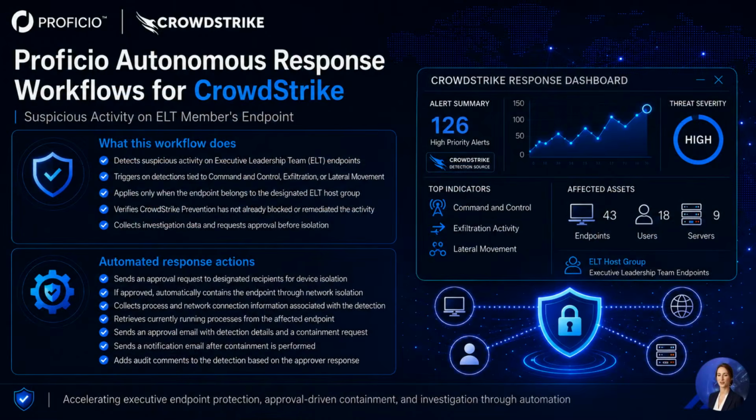In this demonstration, we showcase an autonomous CrowdStrike workflow that responds to suspicious activity detected on executive leadership team (ELT) endpoints, including high-risk MITRE ATT&CK tactics such as command and control, data exfiltration, and lateral movement. The workflow validates the threat, creates an ITSM ticket, collects investigation evidence, and initiates an approval-based containment process, automatically isolating the endpoint once authorization is received.